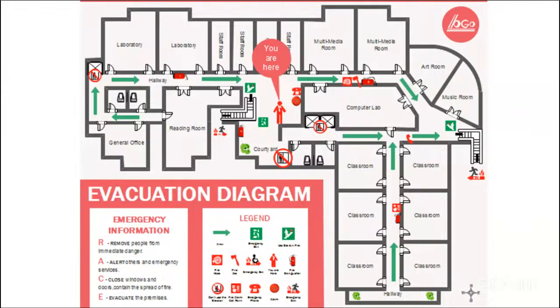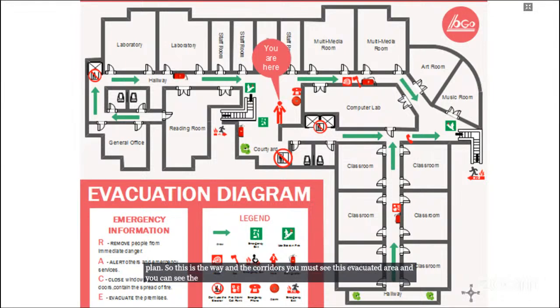So, as architects, we are very much aware of this plan, which is basically showing you the evacuation plan. This is the way, and the corridors. You must see this evacuated area, and you can see the exits, the fire exits. There are two fire exits.